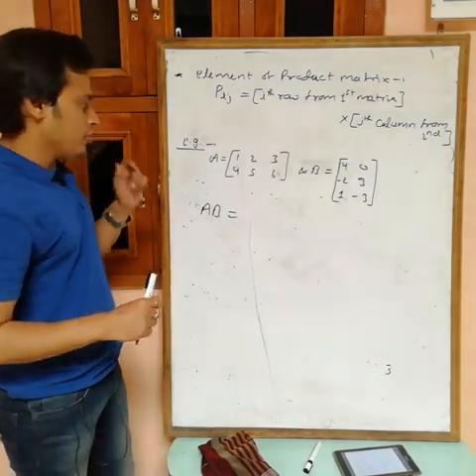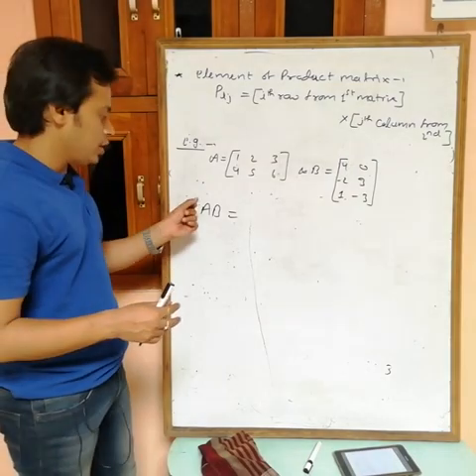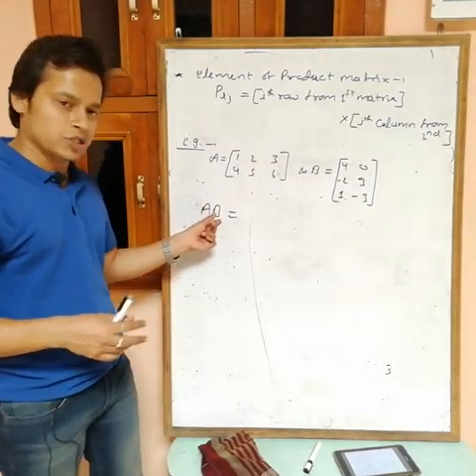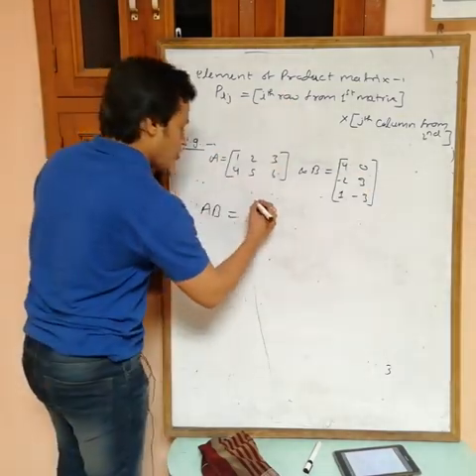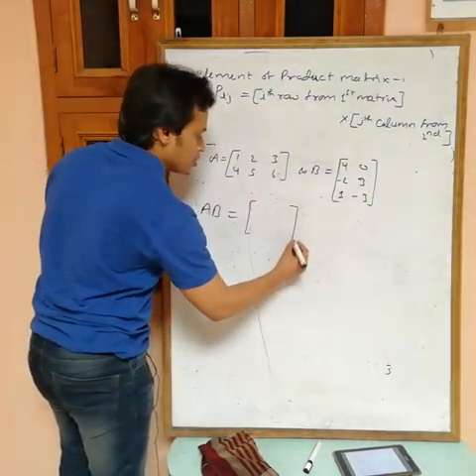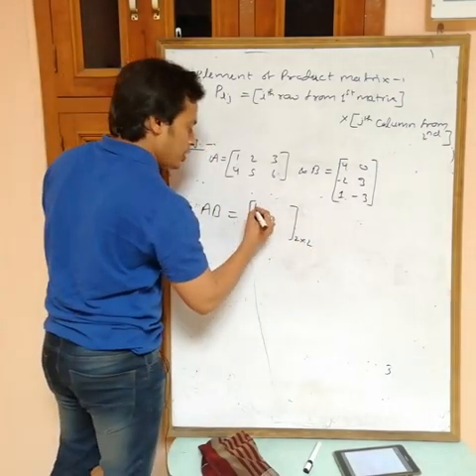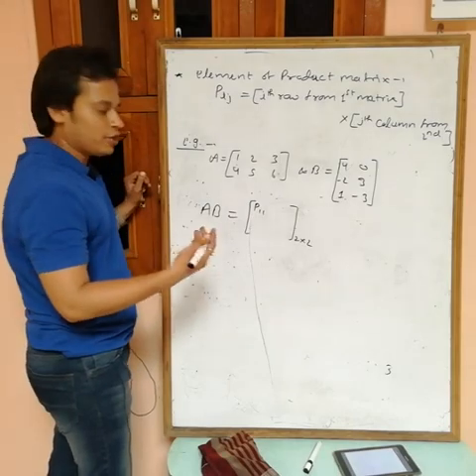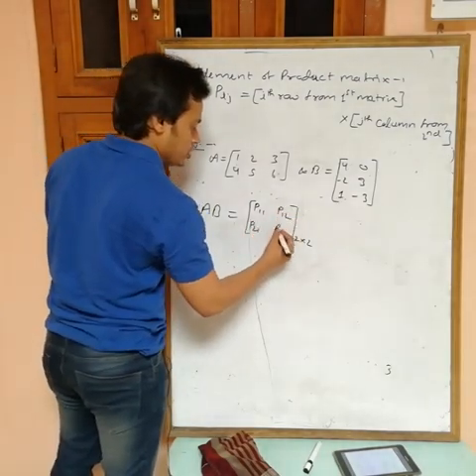How to get the order of AB? Number of rows in the first matrix by number of columns in the last matrix. 2 rows, 2 columns, 2 by 2. So the order of AB is 2 by 2, and this is the product matrix. The first element is P11, P for product matrix. Now this one is P12, this one is P21 and this one is P22.